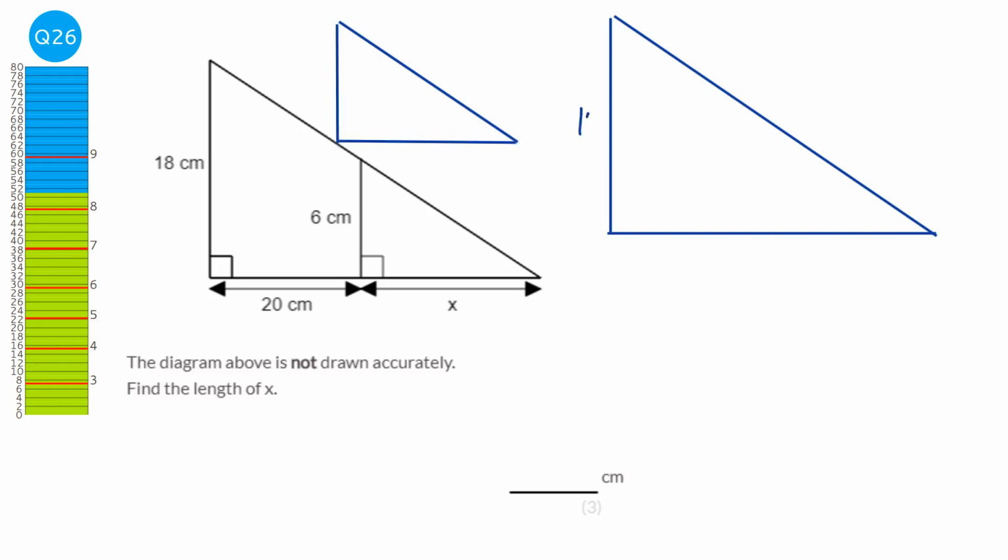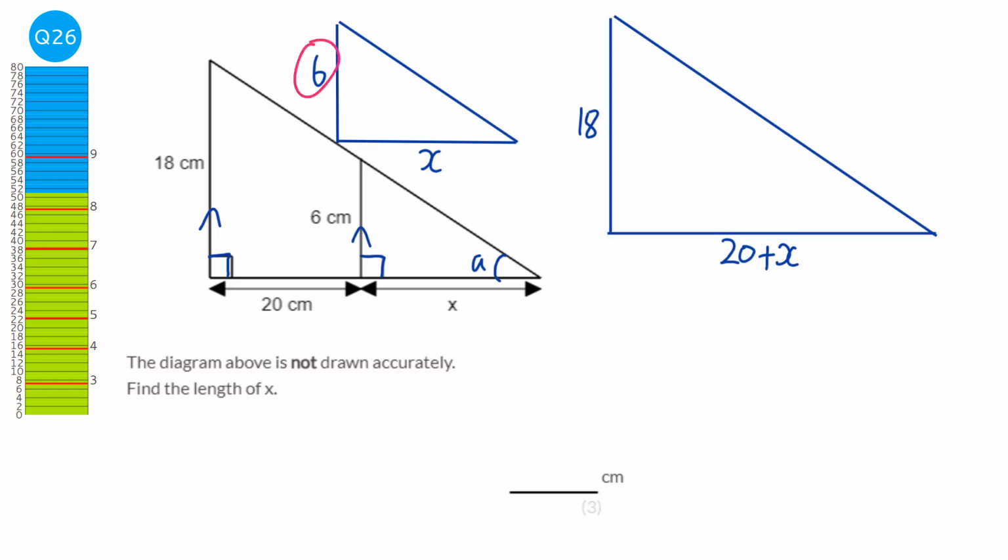And we can label the sides of them as 18. Now this long length would be 20 plus x, 20 centimeters plus x. Then we've got 6 here and we've got x here. Now the two triangles are similar because the sides here, we know they are parallel because they are right angles, and they share an angle here, which we can label as A, and so they are definitely similar, which means that one is an enlargement of the other. So we need the scale factor first.